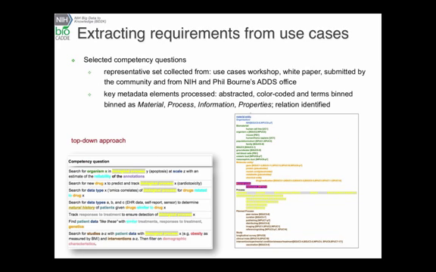So in terms of the use cases, there were several workshops. Also, the use cases were collected through a white paper. They were submitted by the community from NIH in general. And this allowed us to identify the key metadata elements, which we bin in different types, such as materials, processes, information, and properties. So this binning helps us to identify the main entities that are required to answer the use cases, and these entities are the ones you are going to see in the model overview.